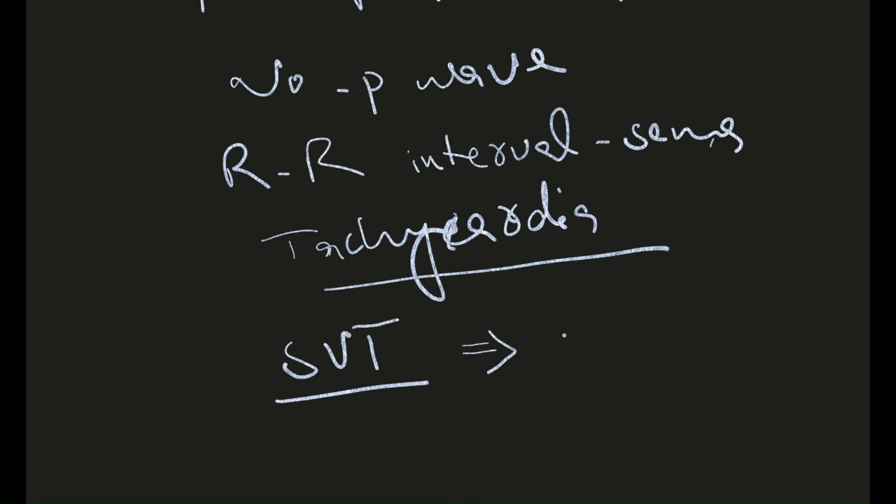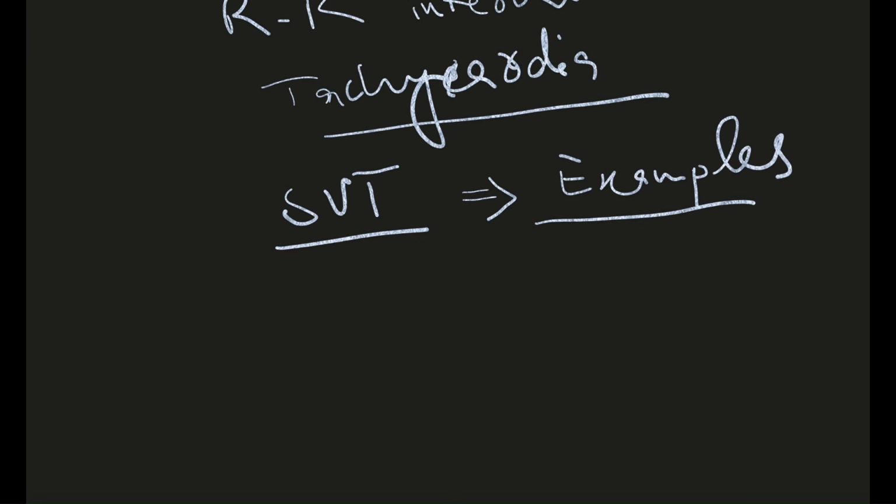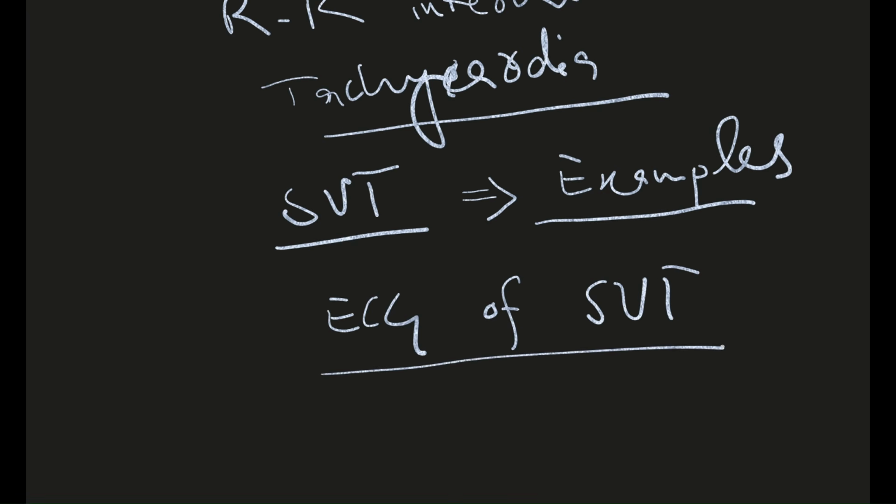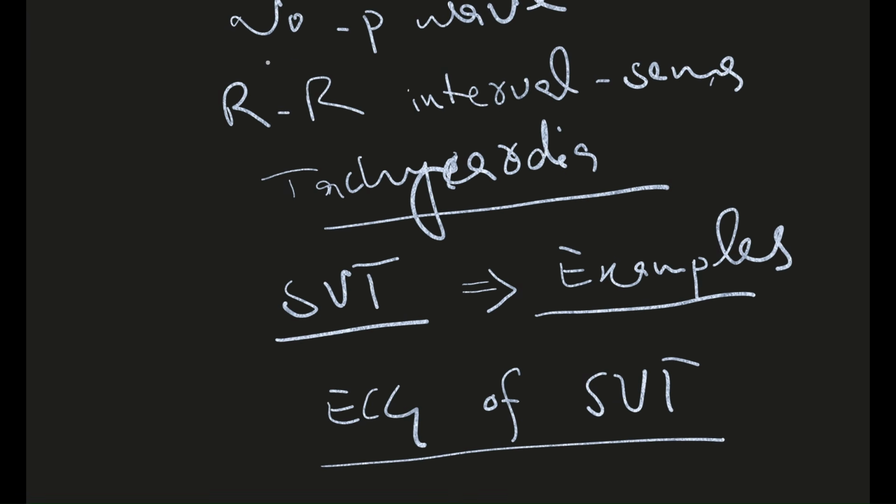Just see the examples over the internet. Search in Google ECG of SVT. You will see many cases. Just look at the P wave. There will be no discernible P wave. RR interval will be the same and the heart rate will be very high.